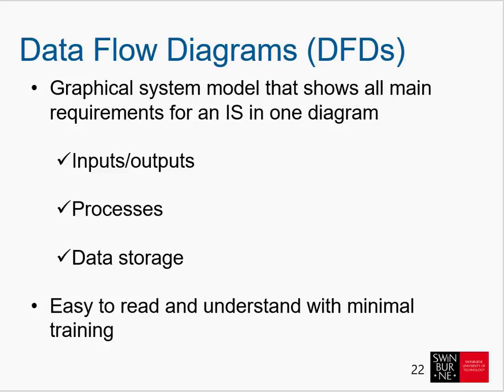A data flow diagram is a graphical system model that shows all the main requirements for an information system in one single diagram. It contains the inputs, the outputs, processes, and also data entities. Usually we call them data stores rather than data entities. So everyone working on the development project can see all the aspects of the system working together in one single data flow diagram.